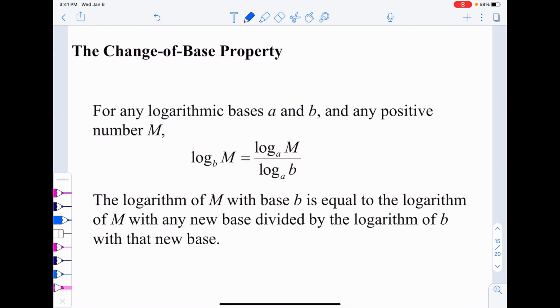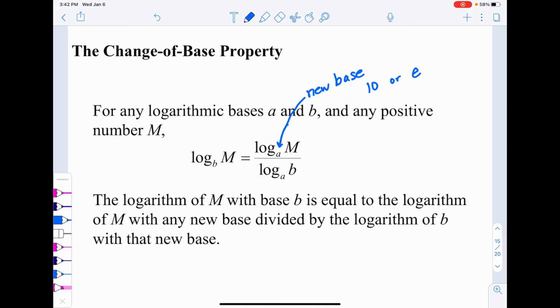So the change of base property says, for any logarithmic bases a and b, and any positive number m, we can change the base of a logarithm by using this method. It says log base b of m is equal to log base a, so we are now giving it a new base, right? What base do you think we might want to go to? Probably base 10, or using those natural logs, we can go to base e.